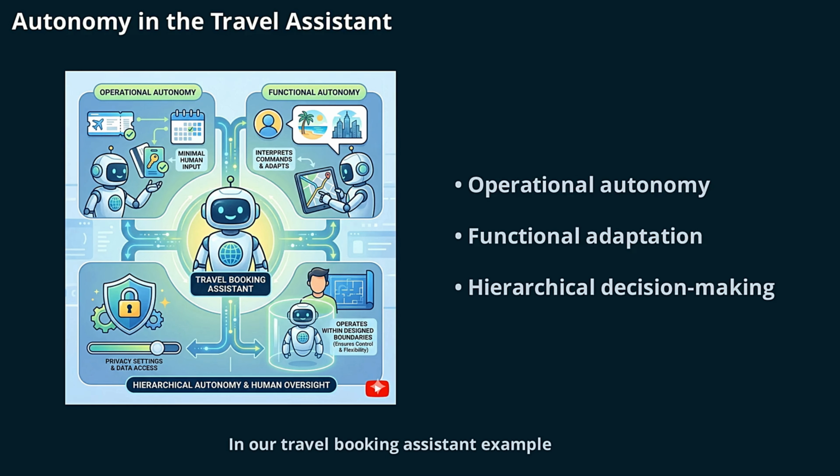In our travel booking assistant example, the system demonstrates operational autonomy by booking flights and hotels with minimal human input. It also shows functional autonomy by interpreting user commands and adapting to preferences. The level of hierarchical autonomy depends on privacy settings and access to sensitive data. Importantly, autonomy doesn't mean the absence of human oversight. These systems operate within boundaries set by their designers, ensuring both flexibility and control.